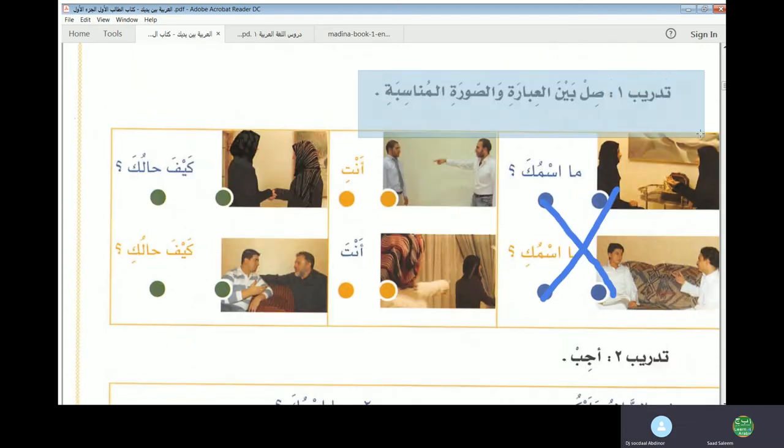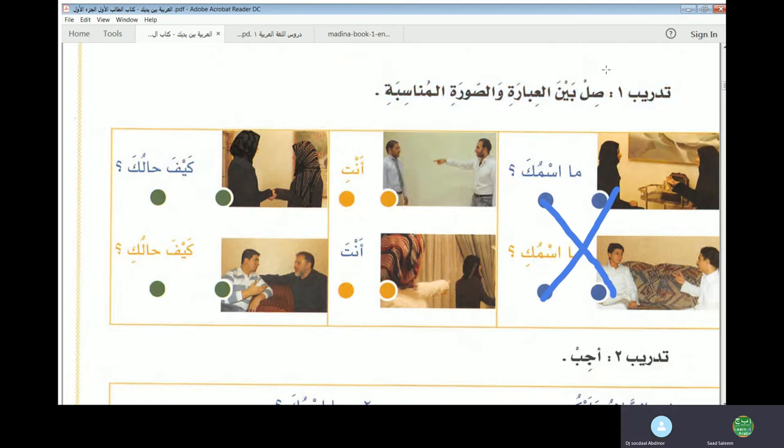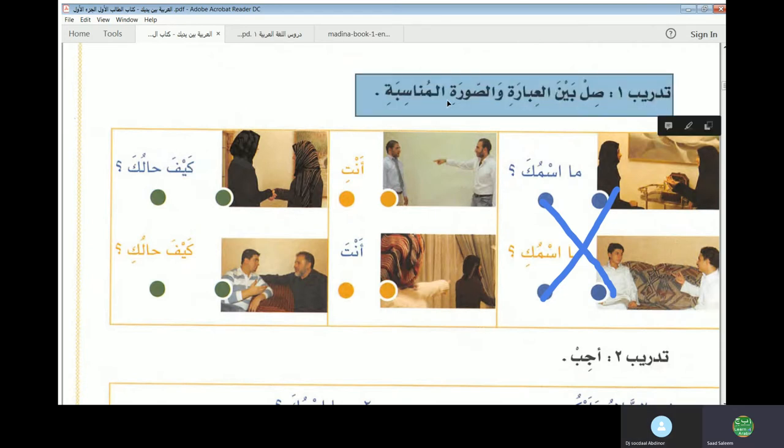Tadribat means exercises. Tadrib means exercise. Tadrib al-awwal, first exercise. صل بين العبارات والصورة المناسبة. صل means connect, join. بين means between. العبارة, the phrase. و, and. الصورة, picture. المناسبة, appropriate. Connect between the phrase and the appropriate picture.